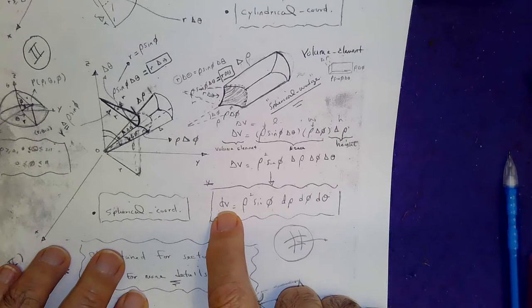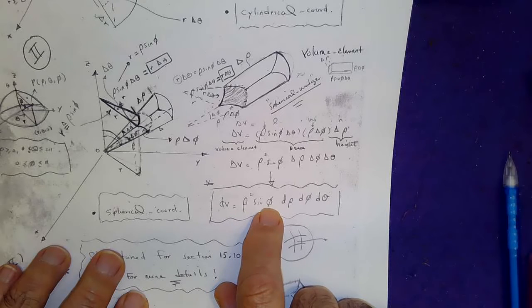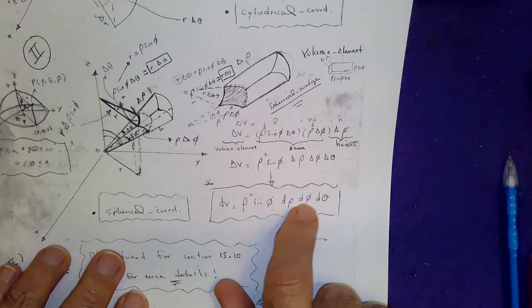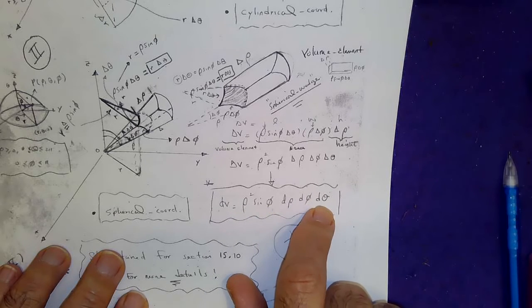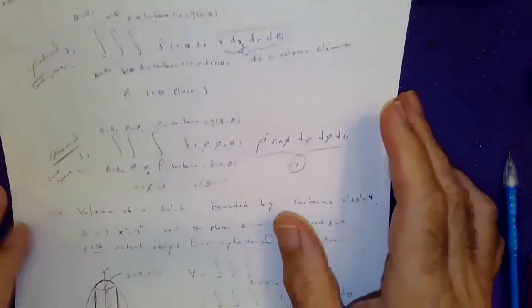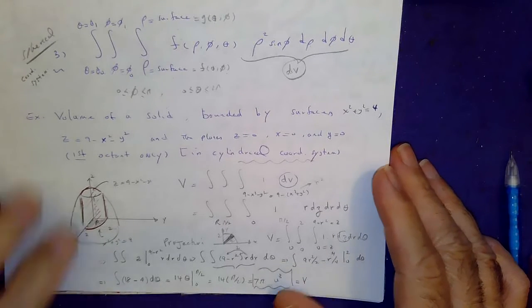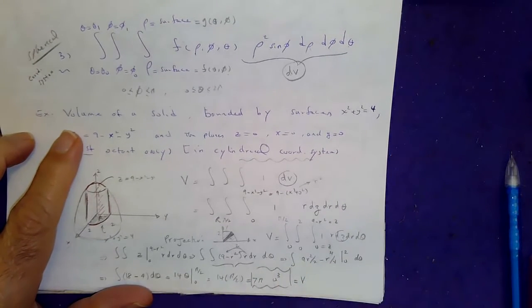Then you can conclude that the volume element is what? Rho squared sine phi d rho d phi d theta. So let's see an example quickly and see how these triple integrals apply to specifically a volume problem.